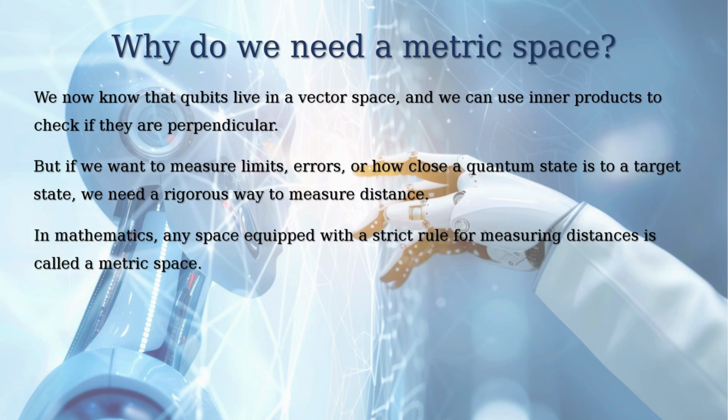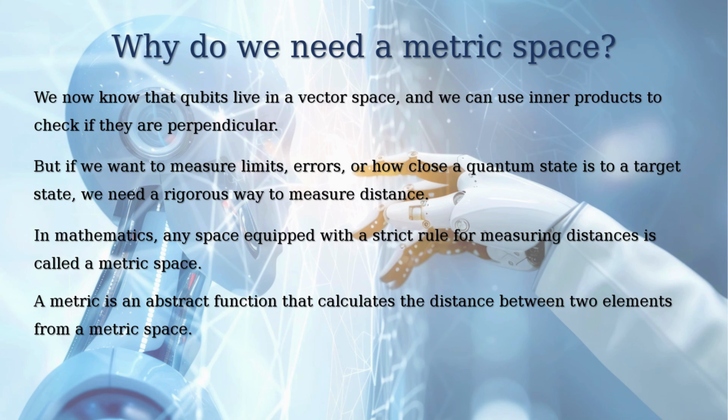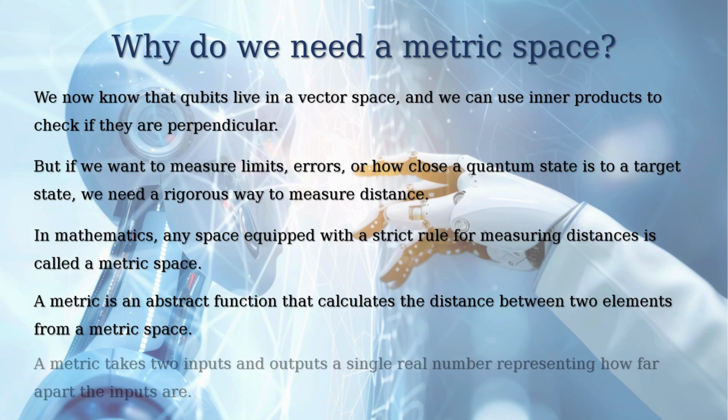In mathematics, any space equipped with a strict rule for measuring distances is called a metric space. A metric is an abstract function that calculates the distance between two elements from a metric space. A metric takes two inputs and outputs a single real number representing how far apart the inputs are.